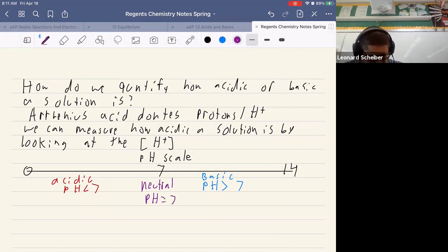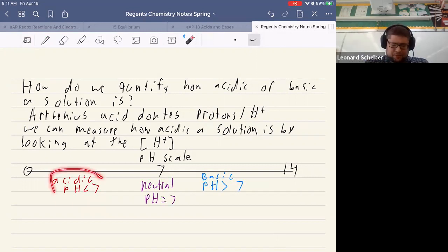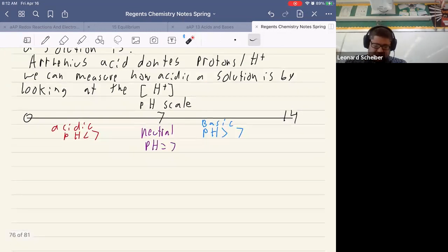But that's a little bit confusing. How is it that a low pH means acidic, but a higher H plus also means acidic? It has to do with what the term pH stands for. Many people say pH stands for the power of hydrogen, which kind of, but P is actually a mathematical function.